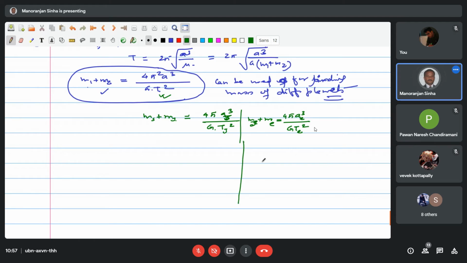And then divide it. So once we divide, M Sun plus M Jupiter divided by M Jupiter plus M Europa equals, 4 pi square G will cancel out, and we are left with A Jupiter whole cube by T Jupiter square and A Europa whole cube by T Europa square. The right hand side is known. These are all measured points. So once these quantities are known, the other part we can determine.